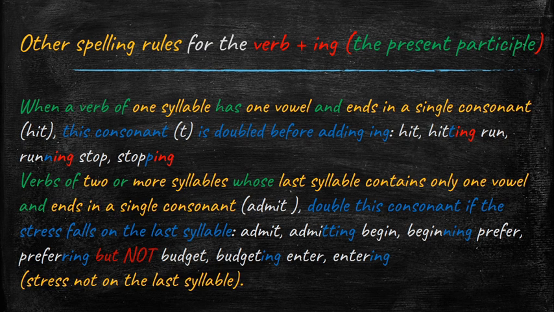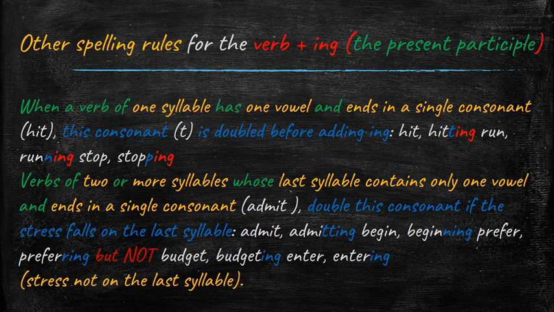Next, when a verb of one syllable has one vowel and ends in a single consonant, for example, hit, this consonant, in this case the letter T, is doubled before adding ing. For example, hit, hitting, run, running, stop, stopping. And for verbs of two or more syllables, whose last syllable contains only one vowel and ends in a single consonant, for example, admit, we double this consonant if the stress falls on the last syllable.